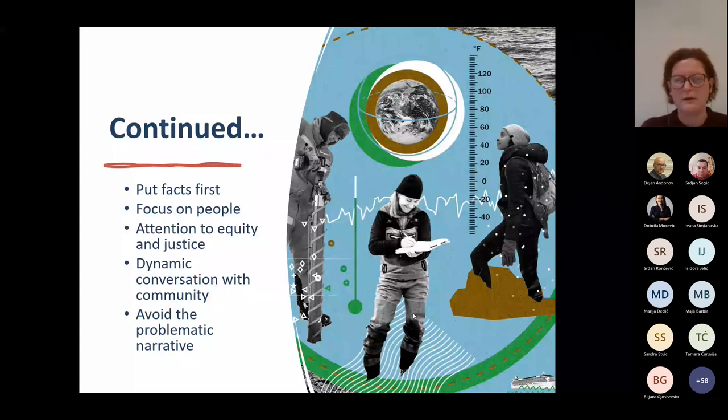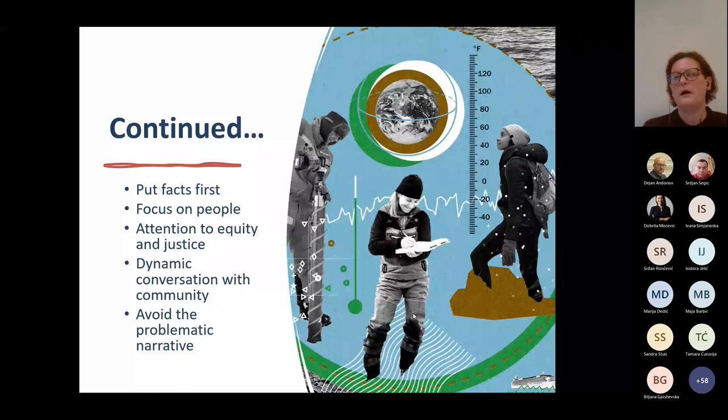A journalist nowadays is not only a person who puts facts first. No, a journalist today regarding climate change or other environmental issues is also a person who takes into consideration the problems, the consequences of climate change on people's everyday life. And of course, one of the tips in order to create a good climate story is, of course, to avoid the problematic narrative.